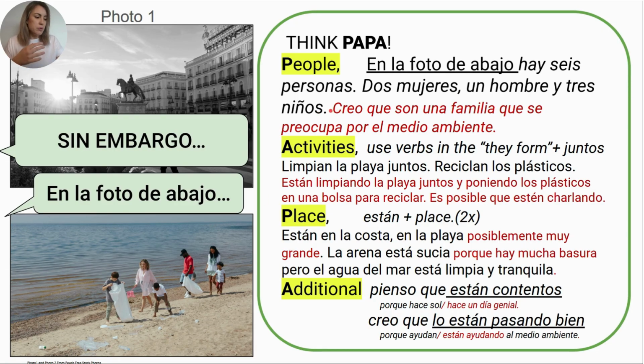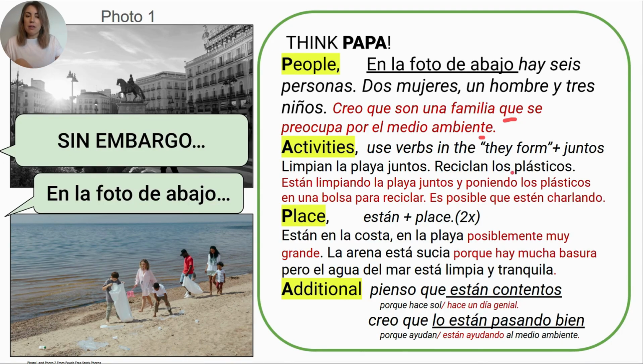We can also say what we think they are, how they're related. Creo que son una familia, I think they're a family, who se preocupa por el medio ambiente, who is worried about the environment. Okay, again, using que to link the 2 sentences. Actividades. Limpian la playa juntos. Okay, so verb in the they form with an N plus together. They clean the beach together.